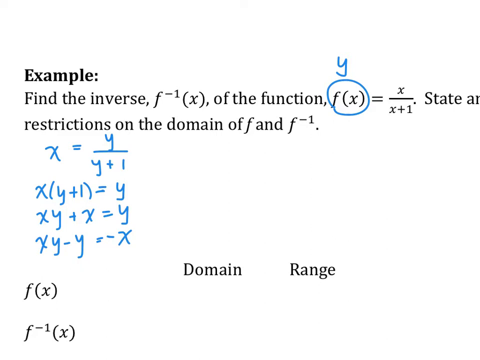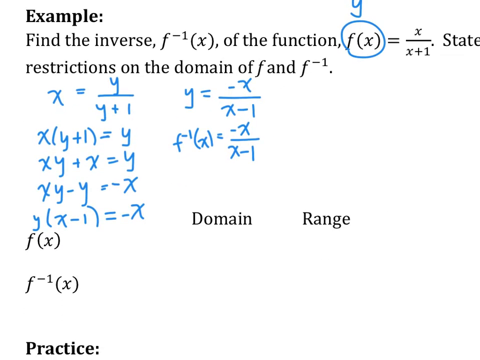So here's the final trick. What we're going to do is factor out the y. Okay, when you factor out the y, you basically change it to just one thing. And now we have only one thing to solve for, which is perfect. We can solve for y. So we're going to divide everything by x minus 1. Okay, so this is now the inverse. And I'm just going to write f inverse to indicate that this is an inverse.